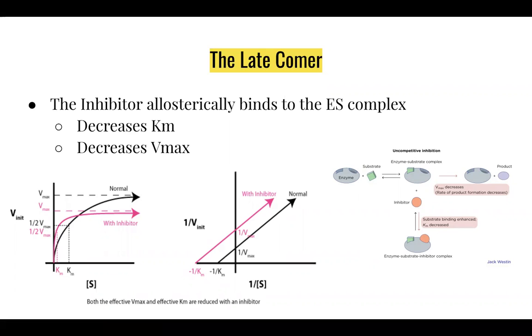The reason why it decreases the Km value is because once the inhibitor binds the ES complex, it becomes an ESI complex, which decreases the concentration of ES complex. So to compensate for that, the reaction increases the enzyme's affinity for the substrate, and with a higher affinity for the substrate, that decreases the Km value. As far as Vmax is concerned, once the inhibitor binds to the ES complex, the enzyme is disabled from creating product, which is why the Vmax decreases.